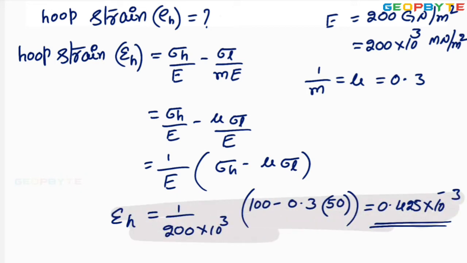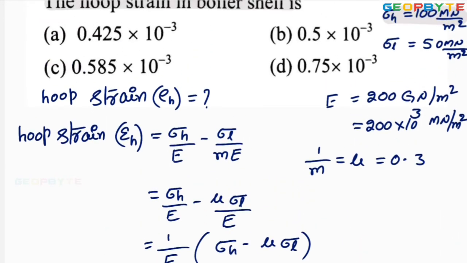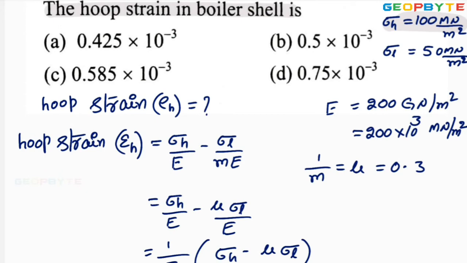I hope you understood. Look at the options. Look at option A, 0.425 into 10 raised to minus 3. Therefore, option A is absolutely correct. I hope all of you understood.